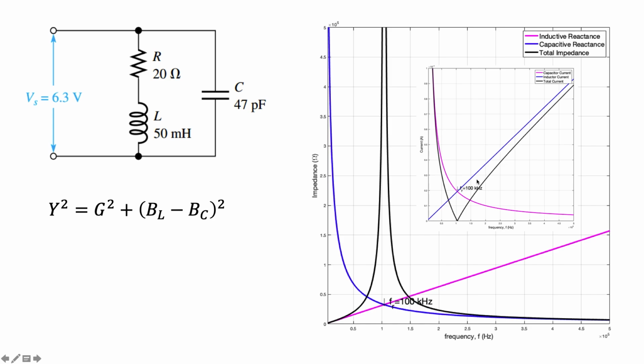The main graph shows the impedance curve versus the frequency, and the inset shows the current response to the frequency. At low frequencies, below the resonant frequency, the capacitive reactance XC is greater than the inductive reactance, so that most of the current passes through the inductor.